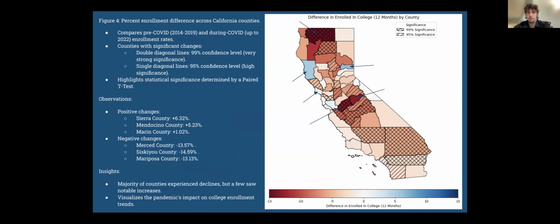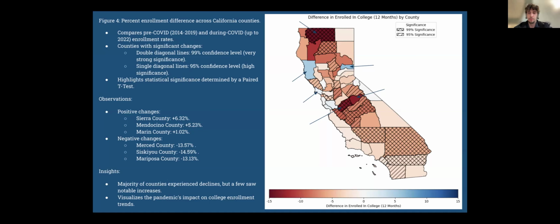In this next figure, we difference the enrollment rates from pre-COVID versus during COVID enrollment. Most counties experienced a decline, but there are counties like Sierra and Mendocino that actually showed an increase in college enrollment, with about a 6% and 5% increase respectively.